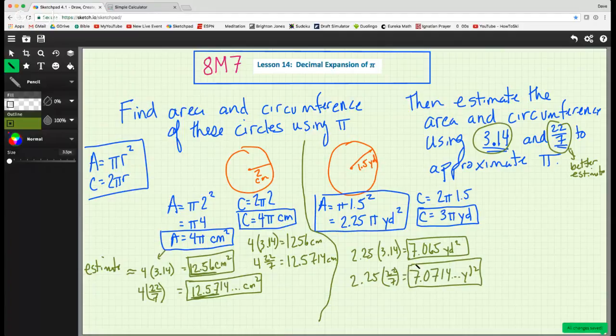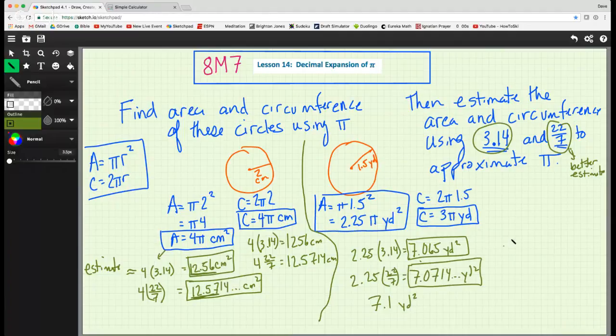So again, if I go to the store and I say I need to have enough fabric in square yards to cover this circle, I can't go in there and say 2.25 pi yards squared, because the salesman won't know how to sell me that amount of material. But if I said I need 7.065 square yards, then he'll know to give me a little bit more than 7. He might give me 7.1 square yards of material or paint to paint it or whatever I'm trying to do to this circle.